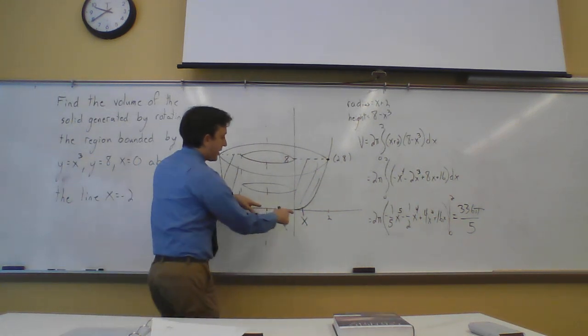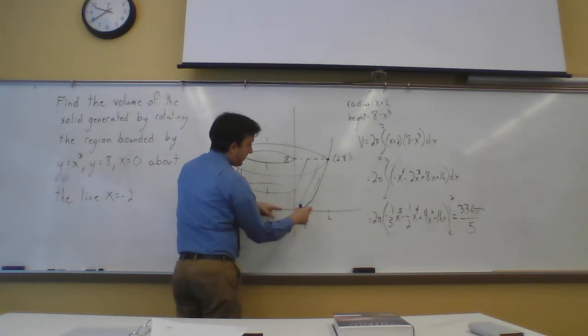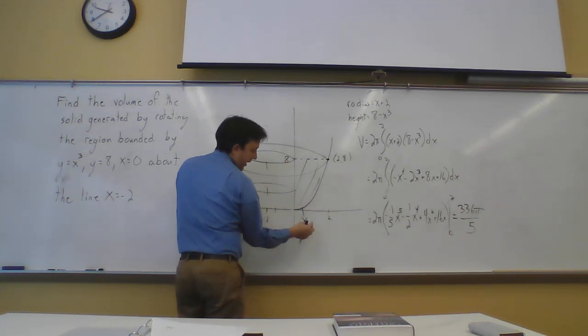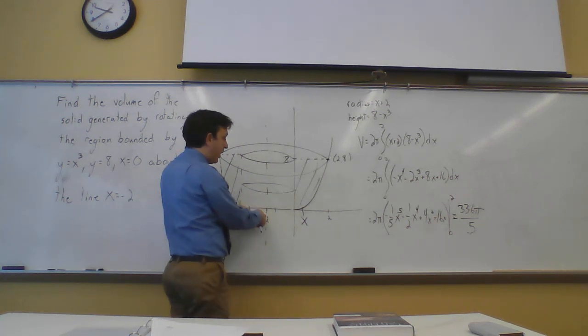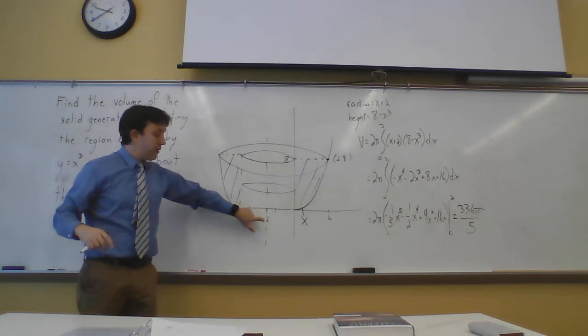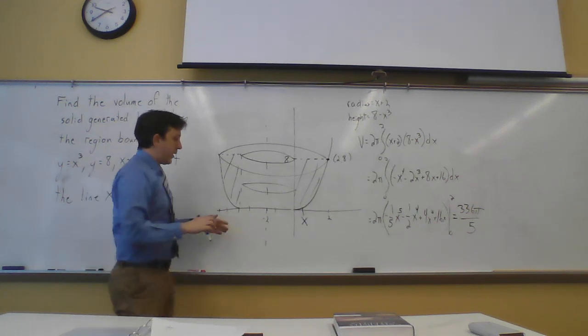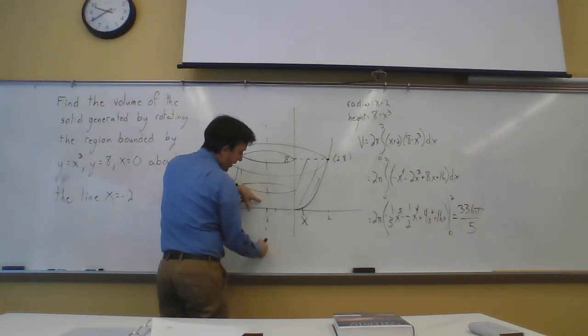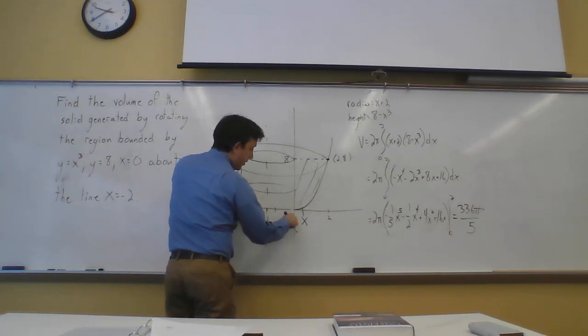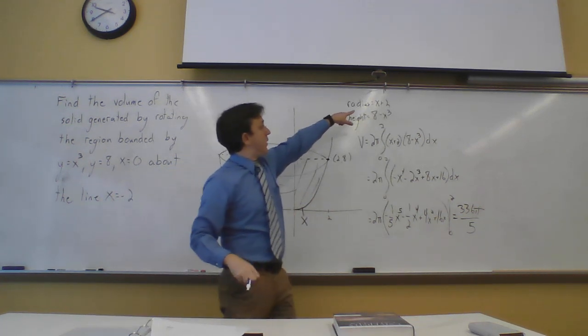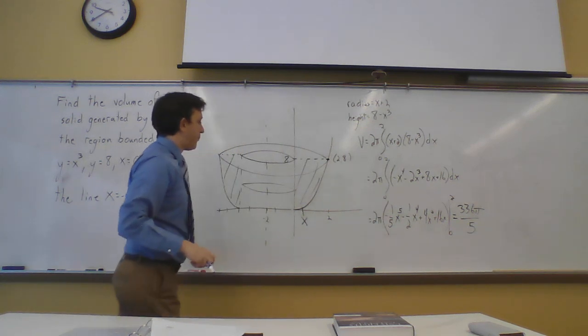But here's the thing. My radius is actually whatever x is, so my region's here between 0 and 2. My radius is actually whatever x is, plus 2 more units because we're rotating around this line over here at -2. Right, so to go from the line of rotation to wherever our cylinder is going to be is 2 units and then x. So that's why I have a radius of x plus 2.